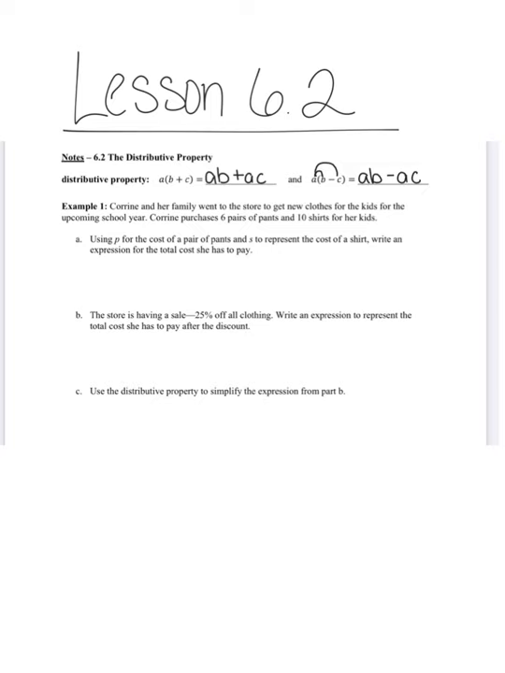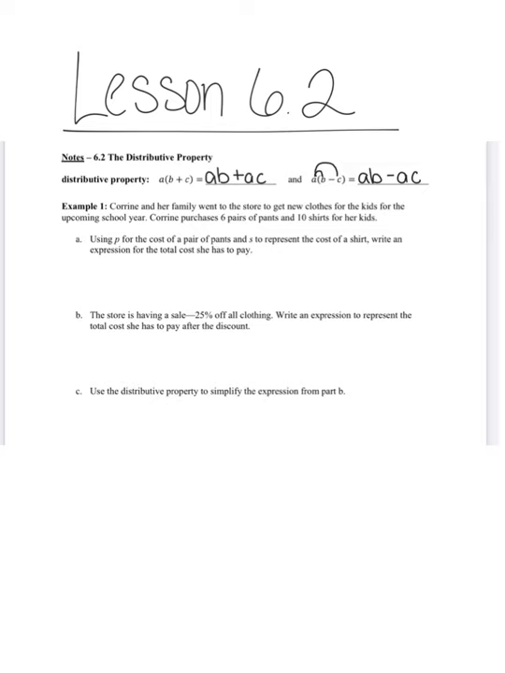Corinne and her family went to the store to get new clothes for the kids for the upcoming school year. Corinne purchases 6 pairs of pants and 10 shirts for her kids. Using P for the cost of a pair of pants and S to represent the cost of a shirt, write an expression for the total cost that she has to pay.